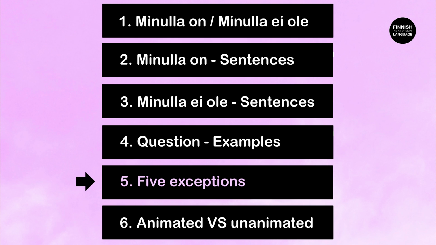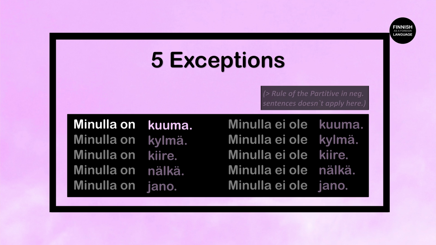So now let's learn about the 5 exceptions. Minulla on kuuma means I'm hot. Now we want to negate it. Minulla ei ole kuuma means I'm not hot. So what's the important thing here? We learned that in a negative sentence we always have to use the partitive case. But here, and that's why it's called an exception, this rule doesn't apply. So the word kuuma stays the same. Minulla on kuuma, minulla ei ole kuuma.